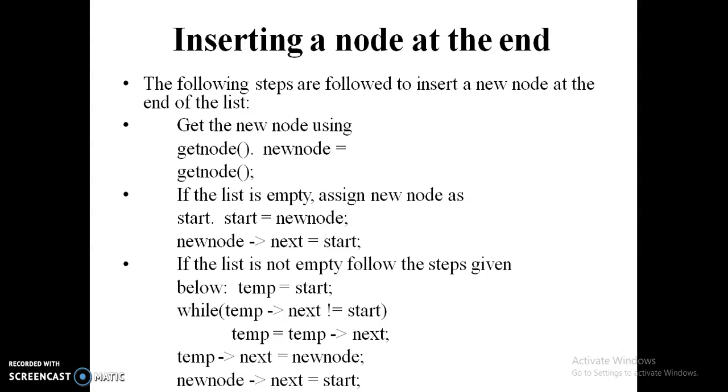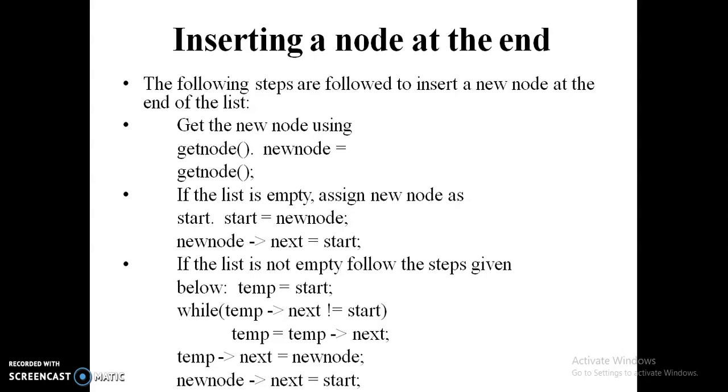If the list is not empty, then take one temporary variable as the start and check until temp of next is not equal to start. So while the current node's next is not equal to the start, repeat the loop. Once temp of next is equal to start, it stops the loop and temp of next is equal to our new node. That is, whatever the last node is, that node's next is our new node, and our new node next is the start node. So our new node is added at the ending, and new node next becomes the start node to form a circular list. So temp of next equals new node.